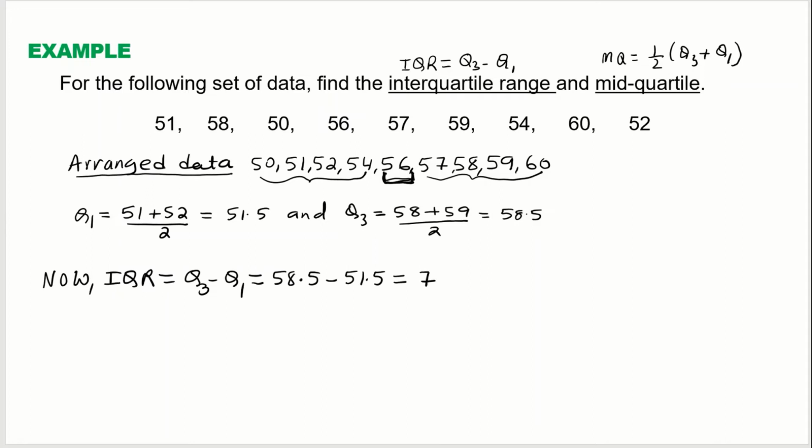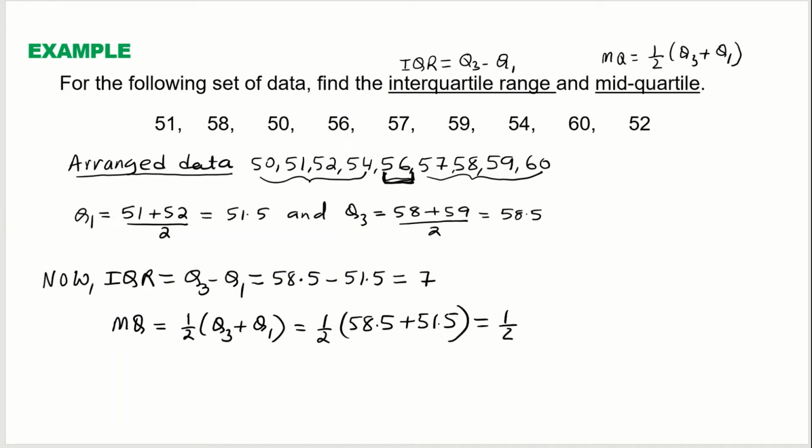That is IQR. And the mid-quartile is half times Q3 plus Q1, which is equal to half times Q3 is 58.5 and Q1 is 51.5, which is equal to half multiplied by 58.5 plus 51.5 is 110, and half of 110 is 55. So that is the mid-quartile.